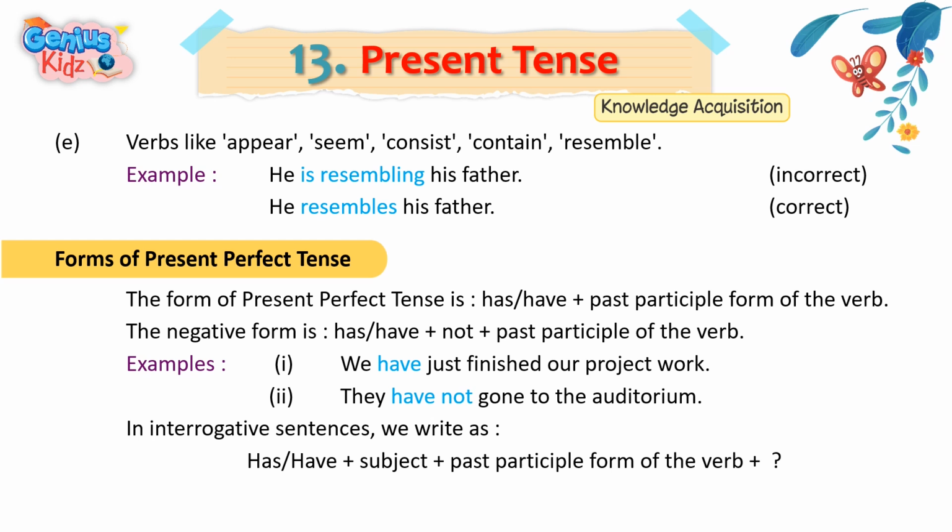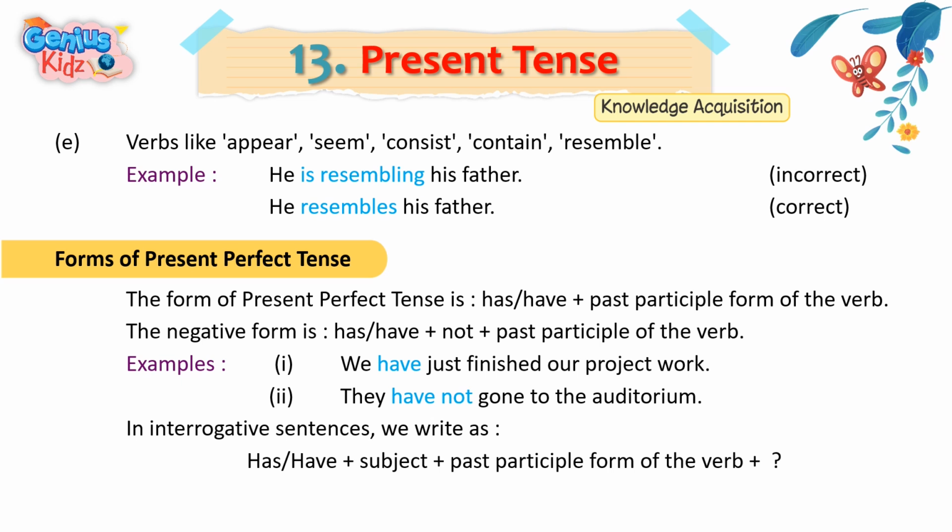E. Verbs like appear, seem, consist, contain, resemble. Example: He is resembling his father. Incorrect. He resembles his father. Correct. Forms of present perfect tense. The form of present perfect tense is has, have plus past participle form of the verb. The negative form is has, have plus not plus past participle of the verb. Examples: 1. We have just finished our project work. 2. They have not gone to the auditorium.